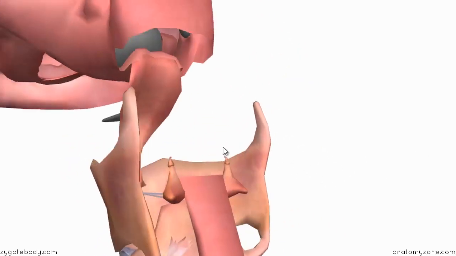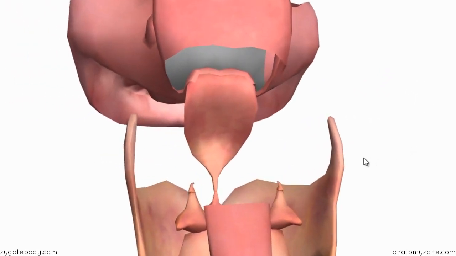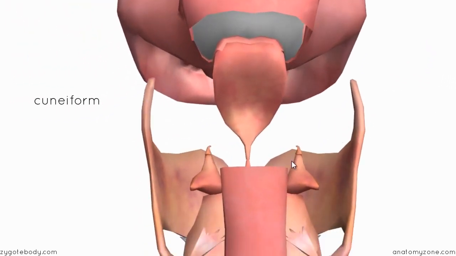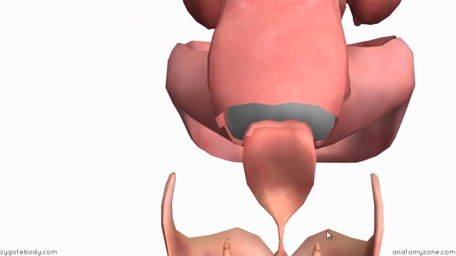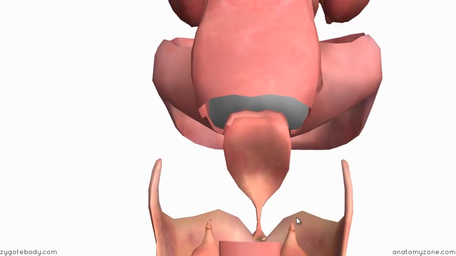So the final pair of cartilages which I haven't mentioned yet is the cuneiform cartilages, and they're not shown on this model because they're actually suspended in the quadrangular membrane. So they can't be visualized in this model, but they sit a little bit anteriorly to the corniculate cartilages, but they're suspended in a membrane, and I'll show you them in the next tutorial.